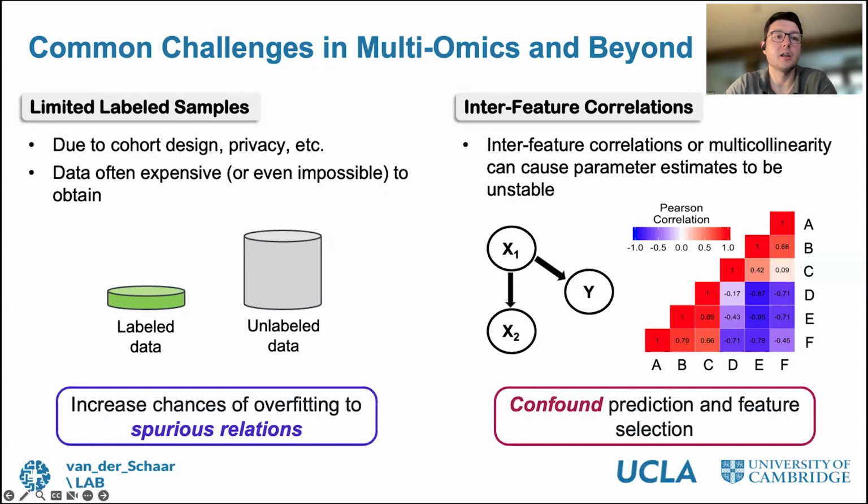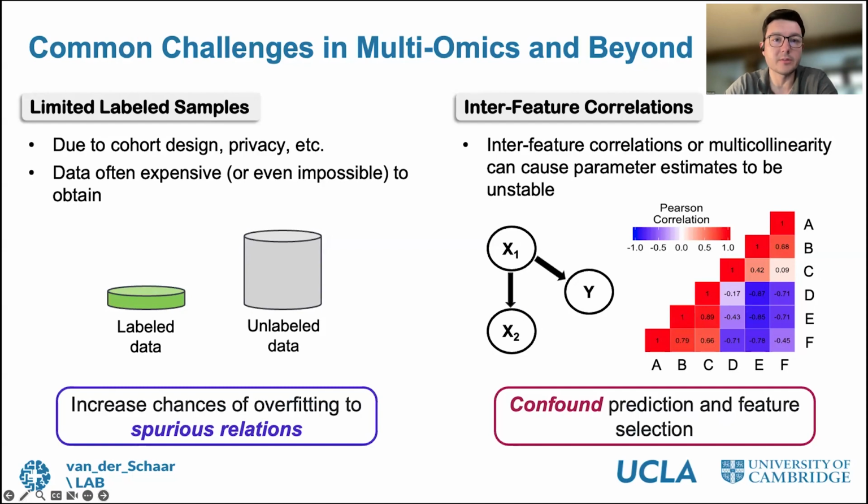struggle are limited labeled data, where we're then more likely to pick up on very spurious relationships between our variables and our outcomes of interest, as well as interfeature correlation, which can confound the learning process.